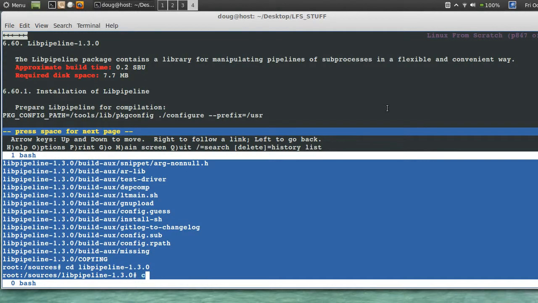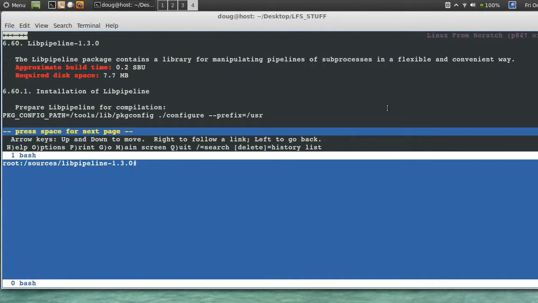Pipeline. Okay, so let's see. PKG_CONFIG_PATH equals /usr/lib... oh no, what's going on? Tools lib pkgconfig. Dot slash configure prefix equals /usr.